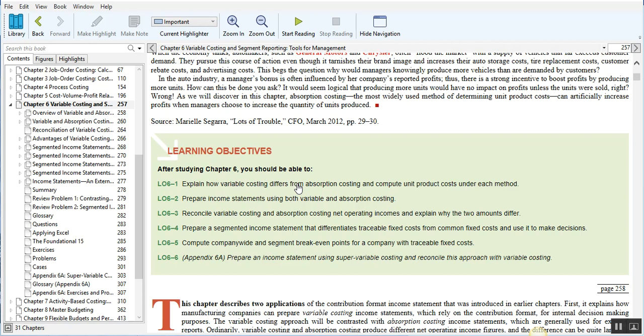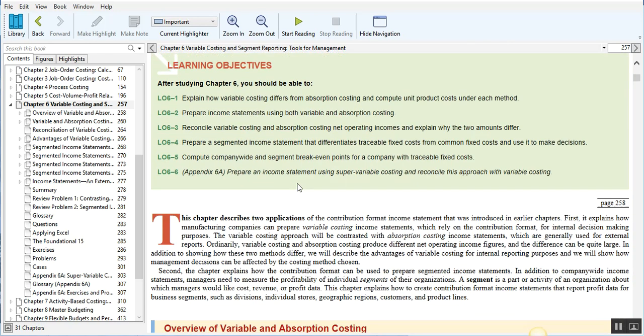And then we're going to prepare income statements using both methods and then reconcile the difference between variable costing and absorption costing net income and explain why those differences occur, and then also look at segmented income statements and how we identify those costs that are traceable fixed costs from common fixed costs. What is the difference between those? And then we're going to compute company-wide and segment break-even points for a company where we have traceable fixed costs. So we'll go ahead and get started with this chapter.